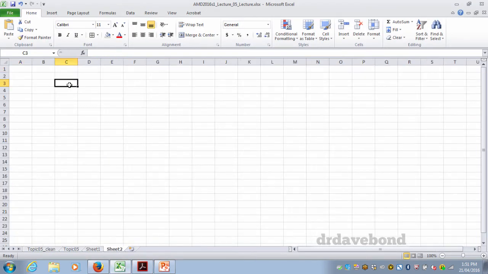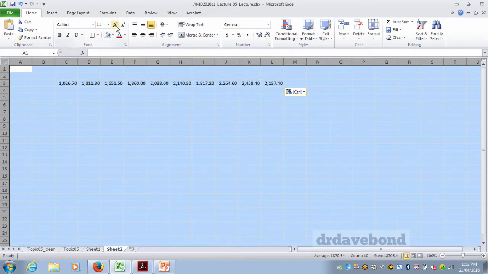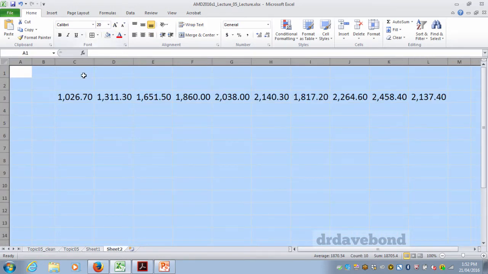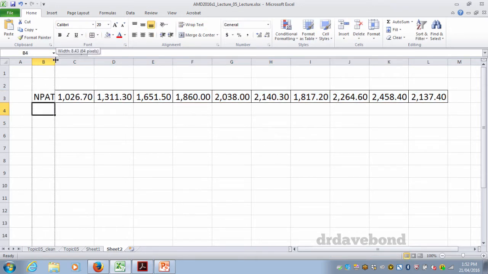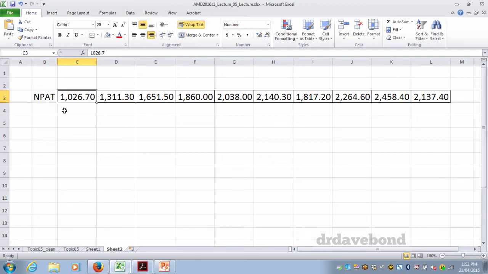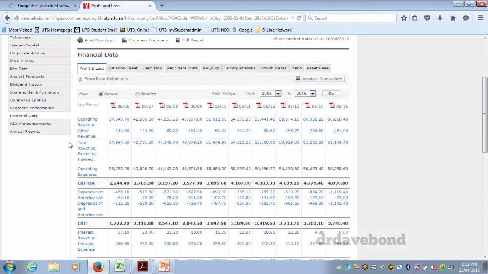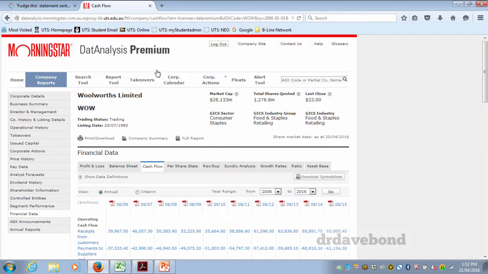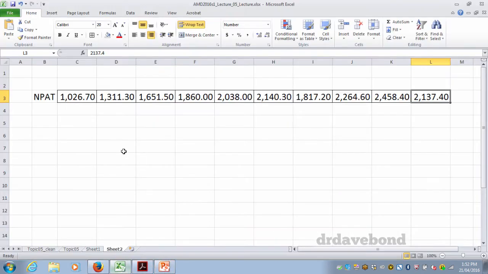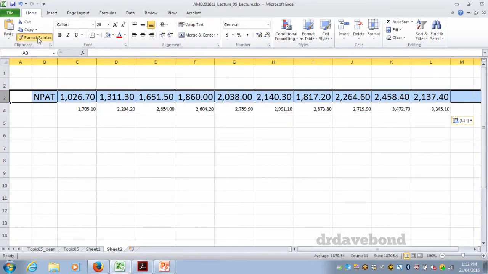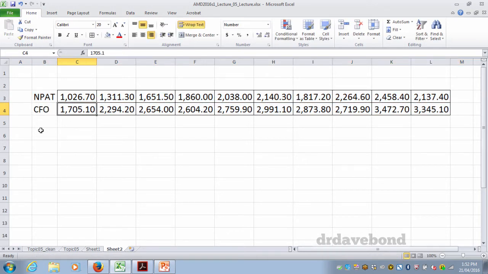I've already done it before. Okay, so net profit after tax 10 years ago was just over $1 billion. The most recent one was 2.1, which is what we've just looked at. I'm going to come back and go up to cash flow. I'm going to go down, get the operating cash flows, copy them, paste them, and format it: cash flow from operations.